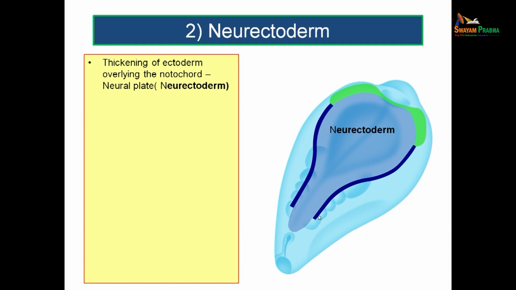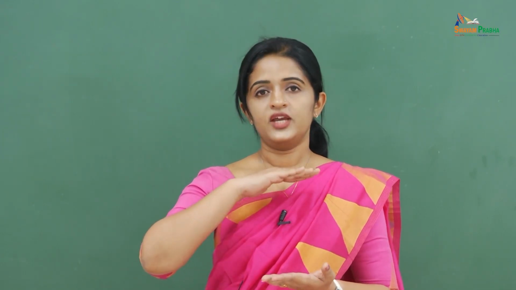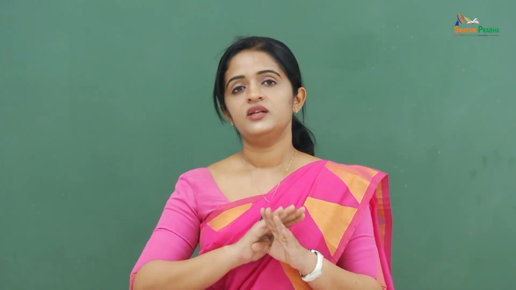Just beneath that you have the mesoderm, where you get the formation of the notochord. You can just see a shadow in the midline. This is the notochord. This is not in the ectodermal layer, this is in the mesodermal layer. So the notochord is lying under the neurectodermal layer. So you have the ectodermal layer, the mesodermal layer, and the endodermal layer. So ectoderm is further differentiated into surface ectoderm and neurectoderm.